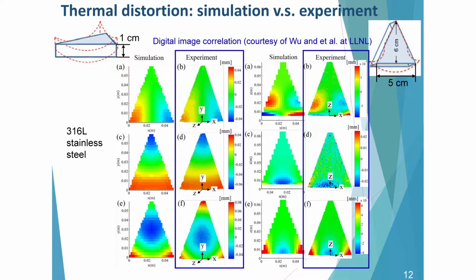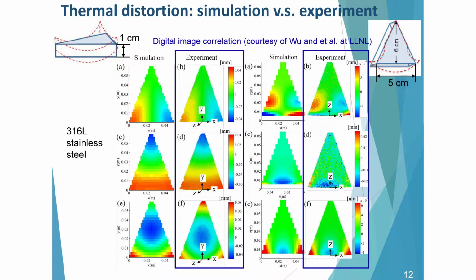So this is the comparison between our simulation results and the experimental results. Experimental results are in these blue rectangles, and those are simulation results from our software. The experiment was performed by Lawrence Livermore National Lab, and they used digital image correlation to measure the X, Y, Z displacement after they removed the part from the build platform. They built the part in 2 ways. First, horizontally, second, vertically. And you can see that our prediction is very close to the experimental results, both qualitatively and quantitatively. And the material is 316L stainless steel.